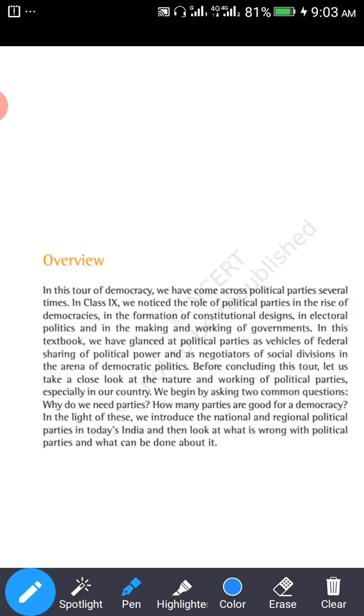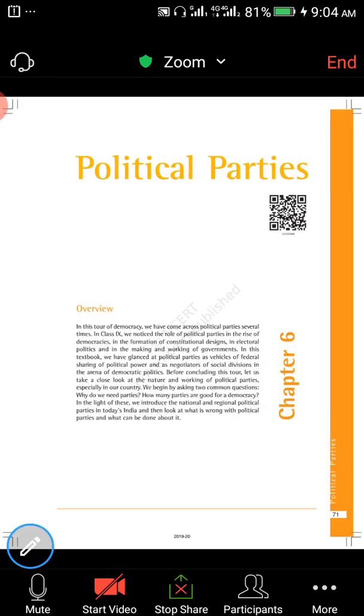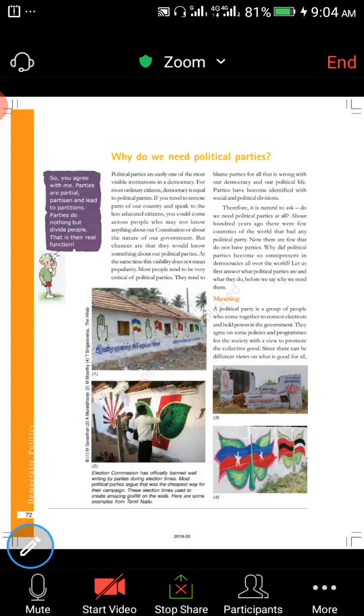If you do not study, how can you understand how many parties are good for a democracy, and which parties you know? Also, some parties are national level and some are regional parties. So, what is wrong with political parties and what can be done about it? These are the things we have to study in this chapter in a democratic country. This is the main reason why we have to study.